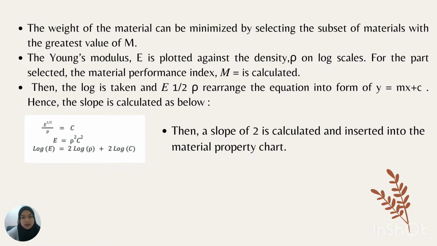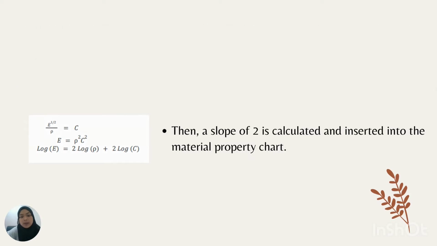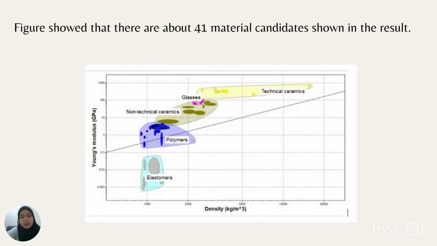Then the log is taken and the equation is rearranged into the form of y equals mx plus c. Hence, the slope is calculated as below. Then, a slope of 2 is calculated and inserted into the material property chart. The figure shows that there are about 41 material candidates in the result.